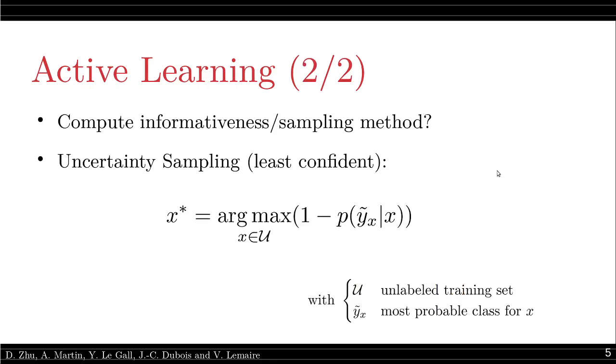There are several ways to determine the informativeness of data. This is what we call the sampling method. One of the most famous sampling methods is the uncertainty sampling. Here again, there are several types of uncertainty sampling, but we will use the uncertainty according to the least confident sample. So the most informative data is the one whose probability of classification on the most probable class is minimal, and this sampling method is used in the rest of the article.